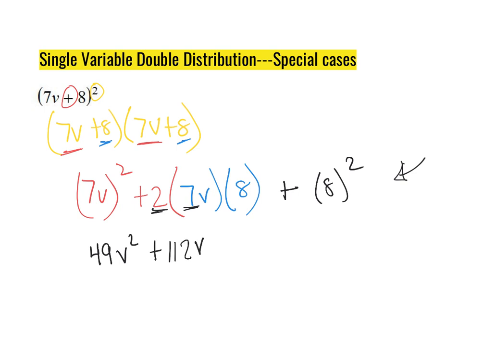So 112v, because that v we didn't do anything with. And then 8 squared is 64. So this is just using the rule without actually doing the double distribution. The good news is if this is too confusing, you could just do double distribution just like the first video and you would get the same answer.